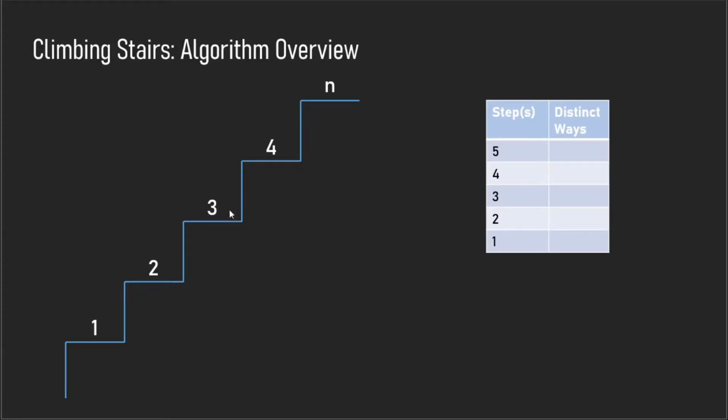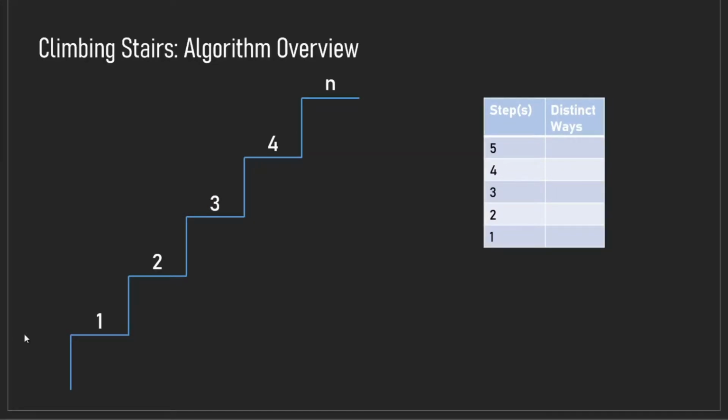So let's say for instance n was equal to 3. How many distinct ways can you get to 3? You can go 1, 1, and 1. Here's one distinct way. You could go 2 and 1. There's another. Or you could go 1 and 2. There's another. So that's 3 possible distinct ways.